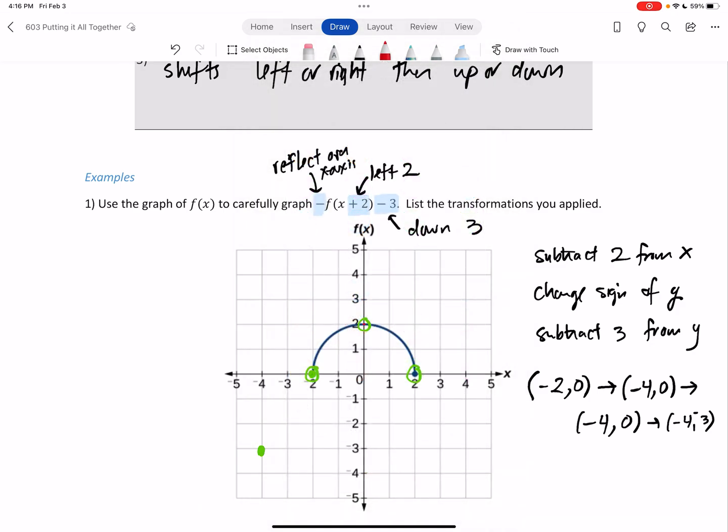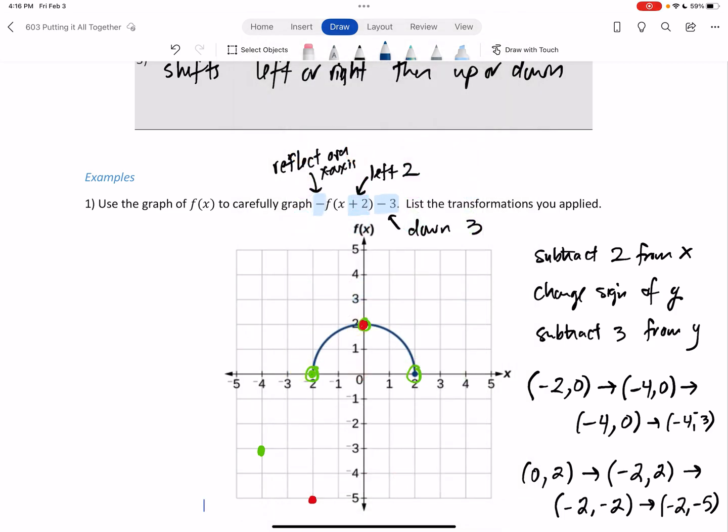Okay, let's do this second point here. That point there is the point 0, 2. So subtract 2 from the x. 0 minus 2 makes negative 2, 2. Okay, change the sign of the y value. So y was positive 2, now it becomes negative 2. Subtract 3 from the y. So negative 2 minus 3 makes negative 5. So this second point that was at 0, 2 is now going to be at negative 2, negative 5.